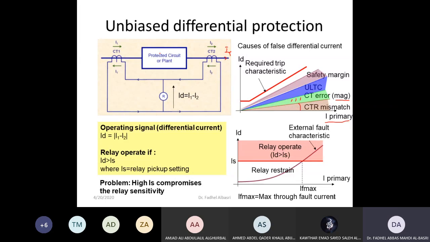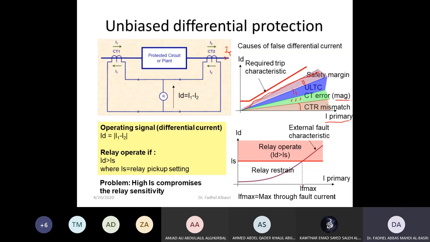When you have a transformer with a tap changer, that also creates an error. This is the blue area. And if you add another factor, a safety factor, this is the error curve. As the current increases, the error between these two currents increases. So I should have a setting higher than this error for the relay not to operate during normal operating conditions or during external faults.